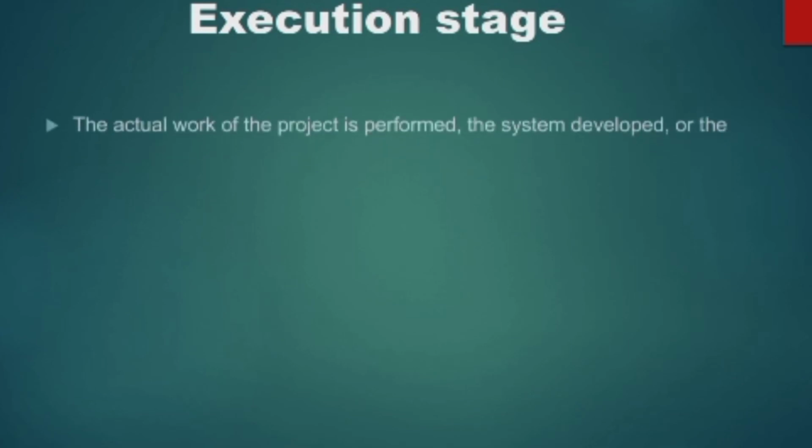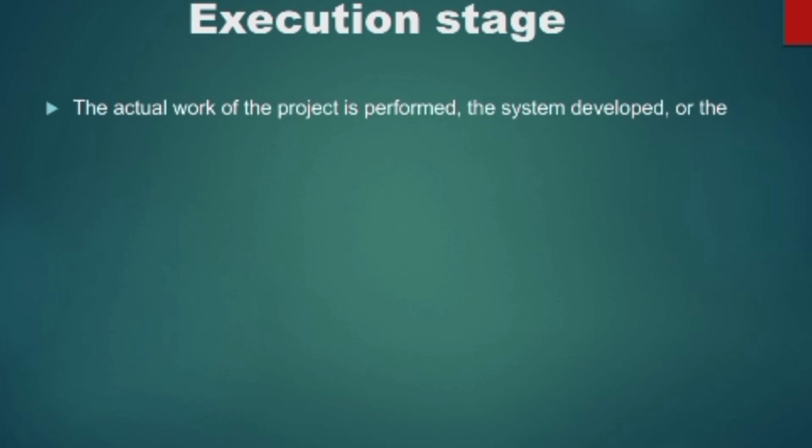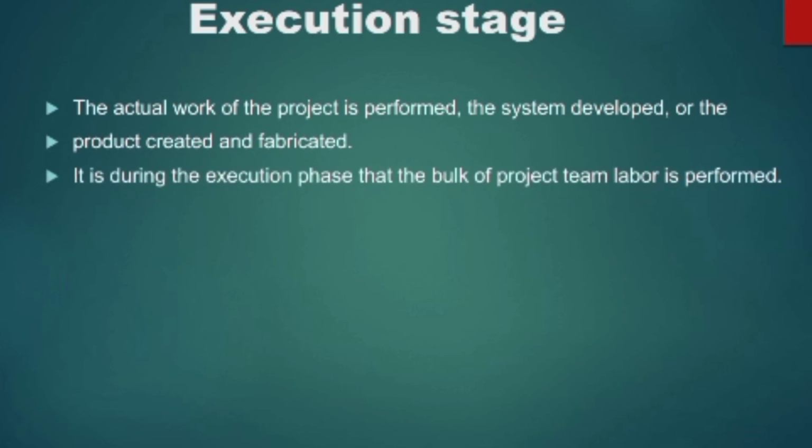The third stage is the execution stage. The execution stage is the stage where the actual work, the actual project, is performed. So the actual project that you want to do is performed at this point. During this stage, the project team engage themselves on the field. They are active in performing the work.